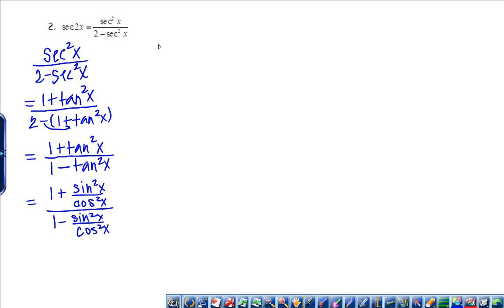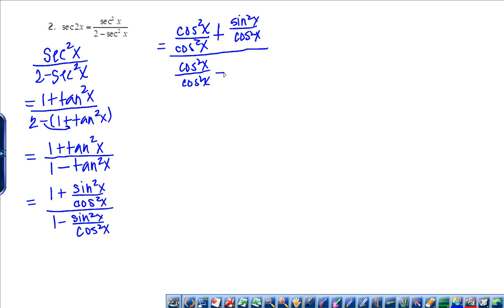I'm going to have to come up here. I'm running out of space. So that's going to be cosine squared over cosine squared. This is going to be our plus. That's going to be sine squared over cosine squared. And that's all over. I'm going to do the same thing on the bottom. So that I've got my common 1 here, cosine over cosine. Okay, minus sine squared over cosine.